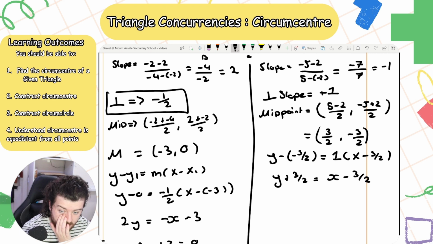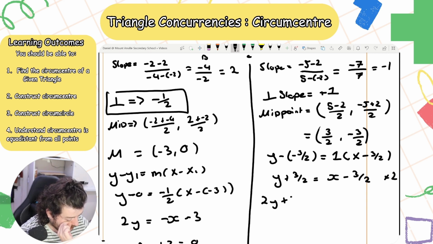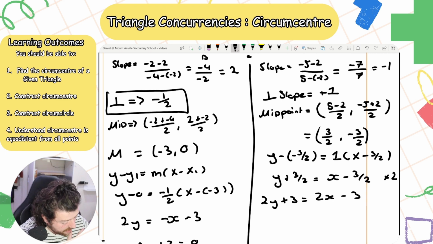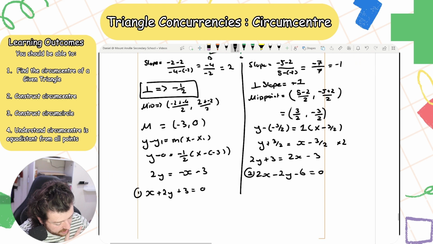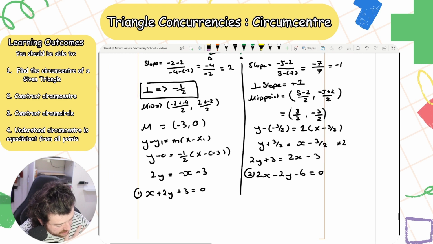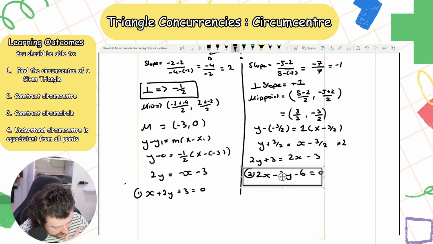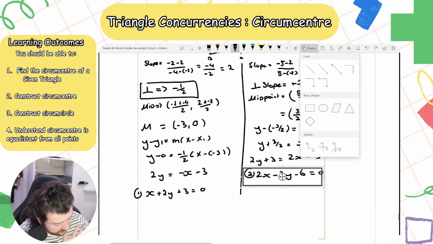Bring everything over to one side, multiply across by 2. So 2y plus 3 is equal to 2x minus 3. I'm going to bring everything over to the right because my x is positive. 2x minus 2y minus 6 equals 0. So there is my second line there.